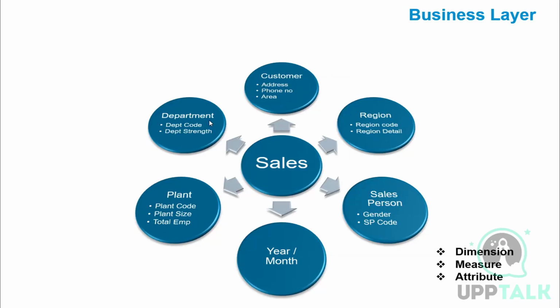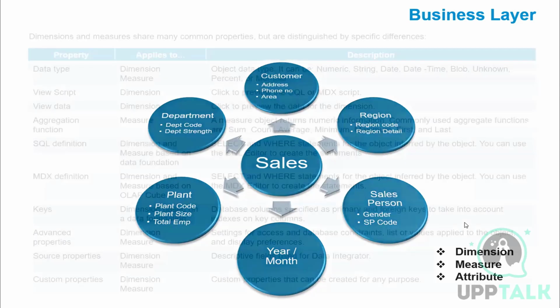Department is one class. Under that, we have these objects created. Plant is one class. Under that, plant code, plant size, total employee. So in this manner, we can create folders with objects inside, with some formulas, so that we can use them for our analysis purpose. The types of objects are dimension, measure, attribute.